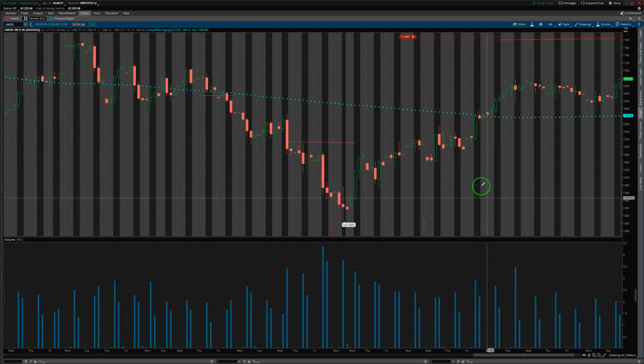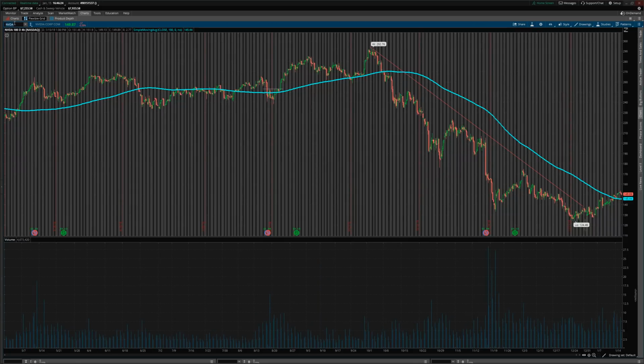So first thing I'll cover quick is this NVIDIA setup. A lot of us took this trade yesterday. I took a day trade and held the swing trade in NVIDIA. So let's go over that setup right now.